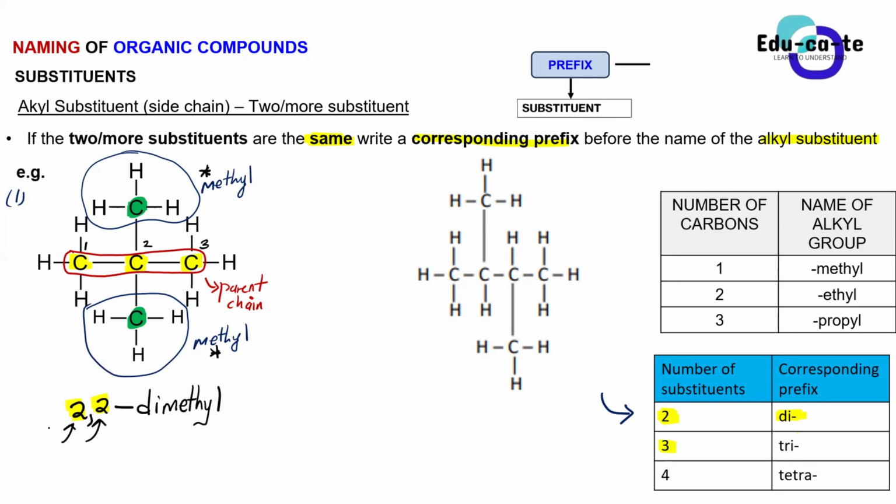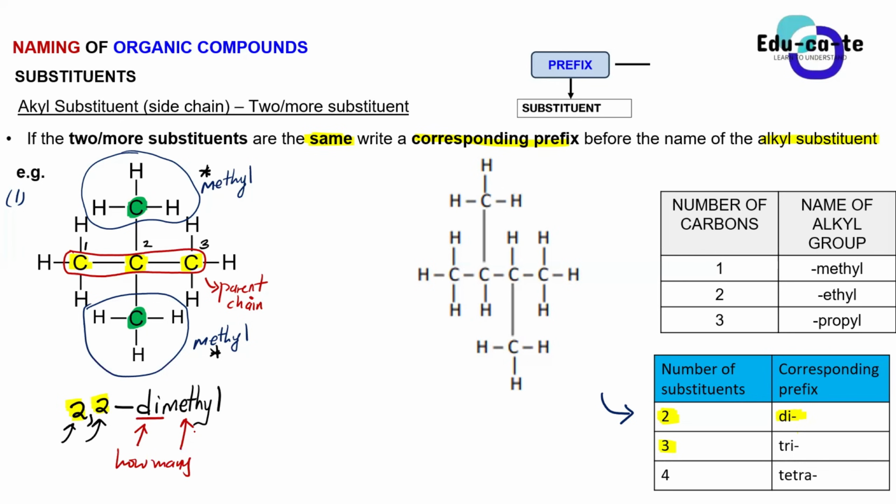Then you can write the dimethyl. So this di is our corresponding prefix that tells us how many of these methyl groups we have. If we have 2, it is di. If we have 3, it is tri. If we have 4, it is tetra. But you can never have 1, because if it is just 1, we just say it's methyl. We don't give anything. But if it is 2, we say it's dimethyl.